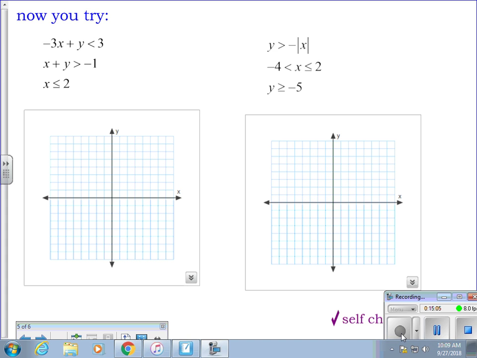Okay, it looks like most everybody's finished. So let's go ahead and do these. You do them one at a time. First one, let x equal 0, so y is equal to 3. Y-intercept is 3. When y is 0, my x-intercept is -1. I have a dashed line. I plug in 0 and 0. 0 is less than 3, so it's everywhere on this side of the line.